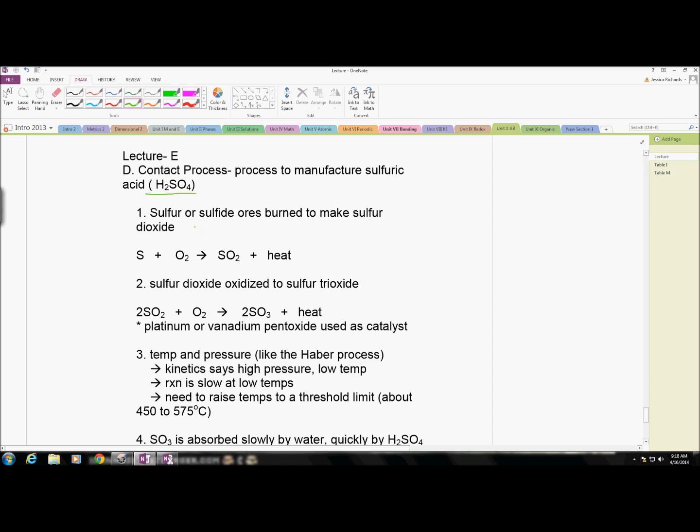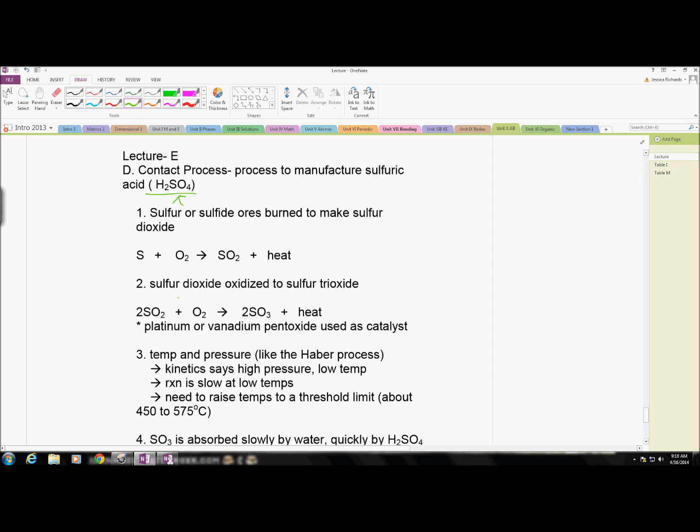So the first thing we do is we go back to our roasting of sulfur ores when we did our redox. So we're going to turn pure sulfur into sulfur dioxide. We're trying to get this sulfate polyatomic ion thing made. We're going to take that sulfur dioxide and oxidize it some more. So we're going to make sulfur trioxide.